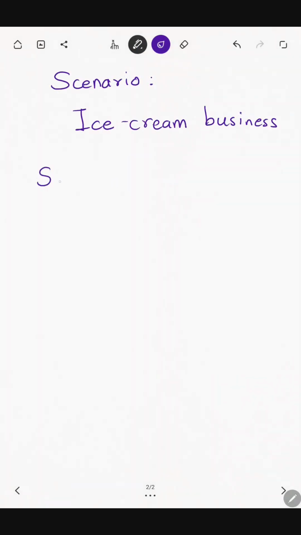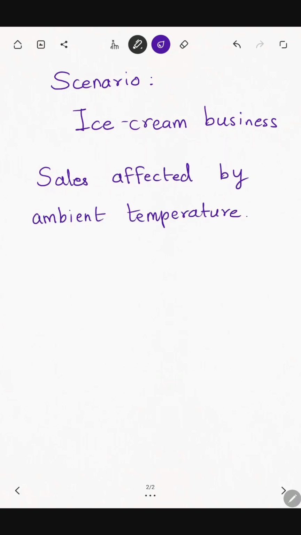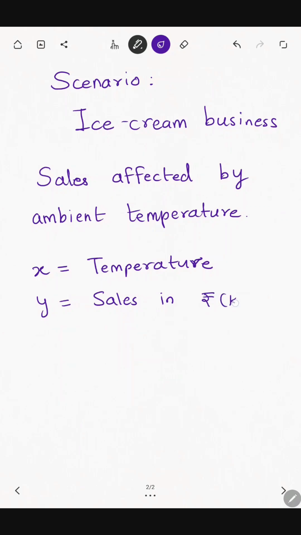Hello everyone. Today we'll understand the concepts of bias and variance. Imagine we run an ice cream business and we want to know the relationship between the ambient temperature and the sales of ice creams. Let's say X is the temperature and Y is the sales in 1000 rupees per day. Let's fit a simple model, that is simple linear regression.